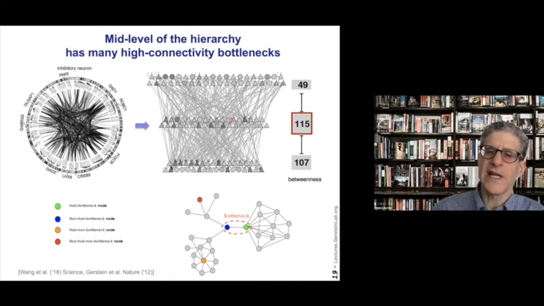What's particularly interesting is that, almost by necessity, this mid-level of the hierarchy is where lots of paths go through. If you calculate the average betweenness of these levels, obviously in the middle of a hierarchy you're going to get higher betweenness, and you're going to have more bottlenecks, or information flow bottlenecks. And I think that's an interesting thing to think about when we think about the structure of networks.